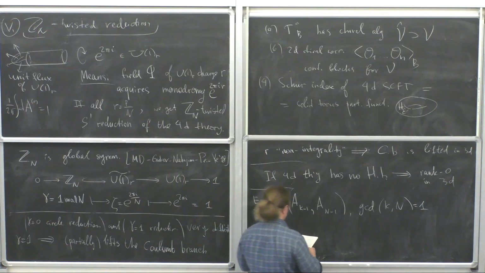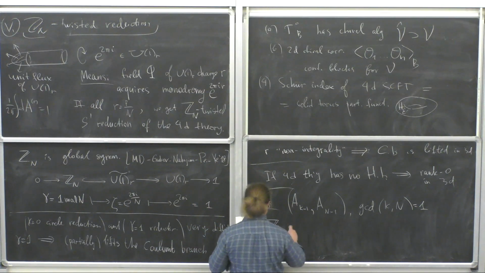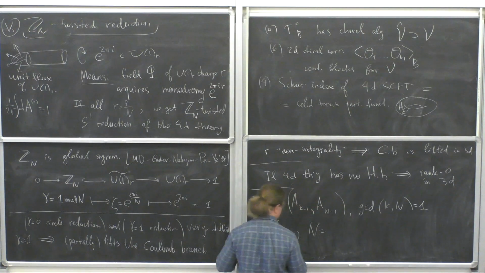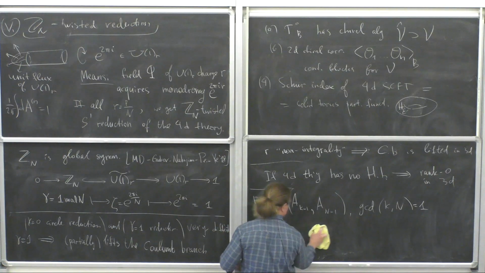In this case, by the way, each of these theories has a Z_n global symmetry of this type with n equal to, should I, let me call this M.